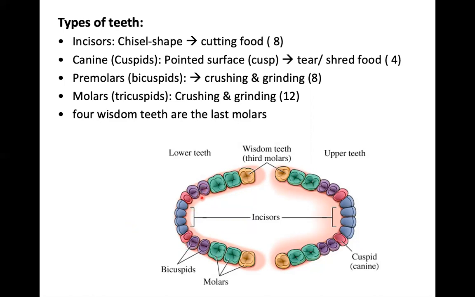You have a total of 8 premolar teeth, which are also called bicuspids. You have 2 of them on each side, and again, also on top and bottom. And lastly, you have 3 molars or tricuspids that are found on either side of your mouth and on top and bottom. Notice that the last of these molars are depicted in yellow. These are what we identify as wisdom teeth, and they are the ones that usually come in the latest in terms of replacing the deciduous teeth with the permanent teeth.